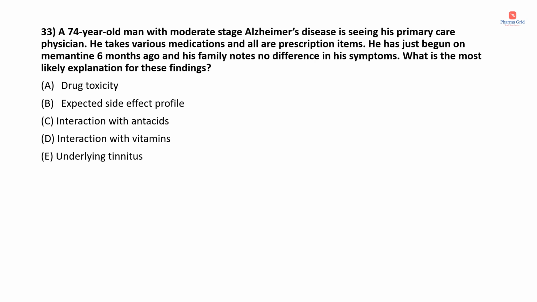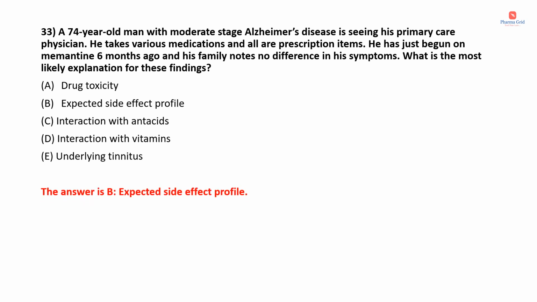Question number 33. A 74-year-old man with moderate stage Alzheimer's disease is seeing his primary care physician. He takes various medications and all are prescription items. He has just begun on memantine 6 months ago and his family notes no difference in his symptoms. What is the most likely explanation for these findings? The options are drug toxicity, expected side effect profile, interaction with antacids, interaction with vitamins, underlying tinnitus.